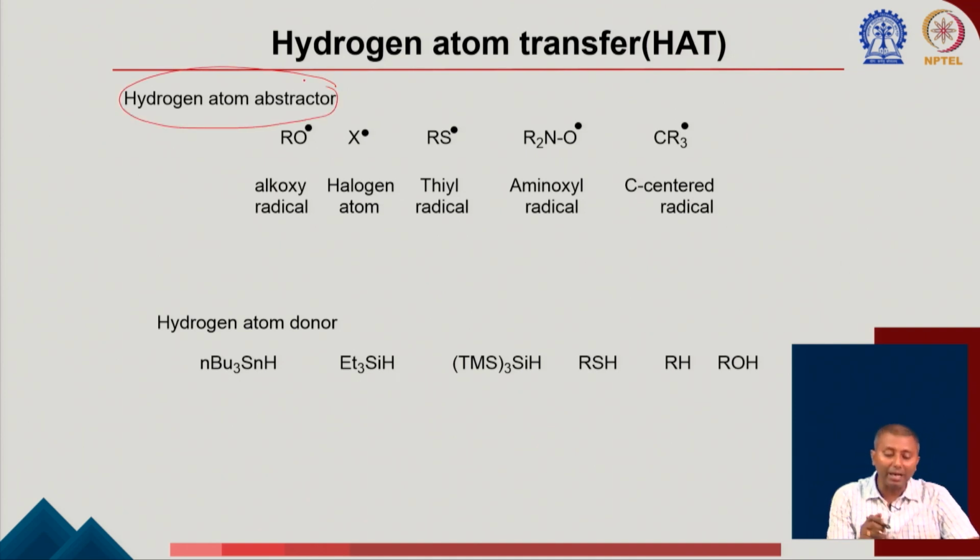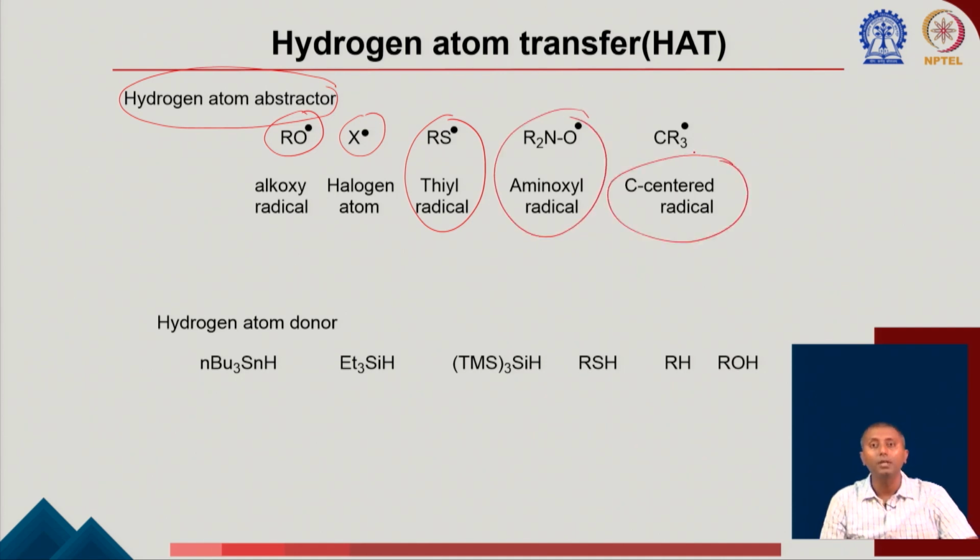You have seen the alkoxy radical, which can be formed from the corresponding pyrolysis, and then you have seen the halogen radicals, when we talked about the bromination and chlorination reactions. Then another important one is the thiyl radical, which I am going to talk about. Then there will be the aminoxyl radical and then the carbon-centered radical. There are more, I am just trying to give you some of the common ones.